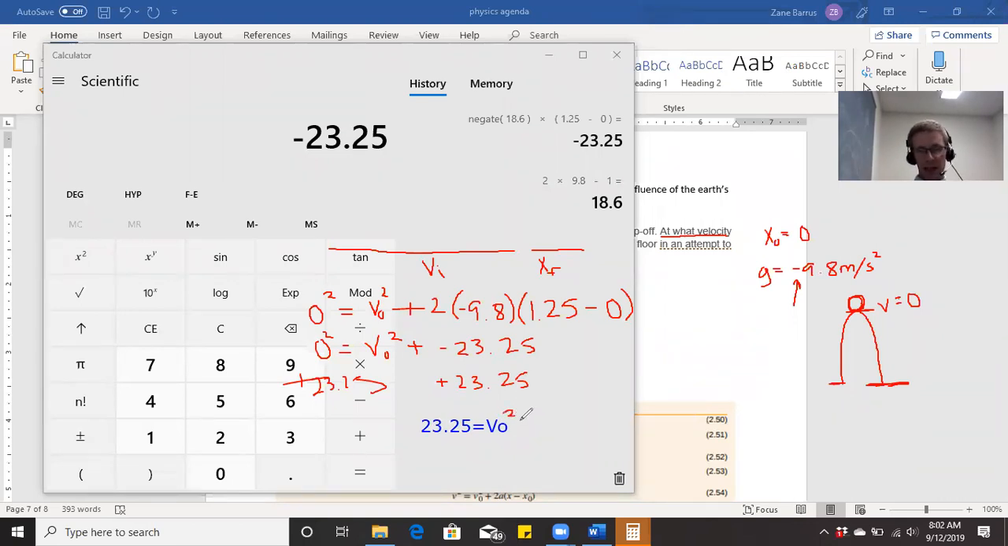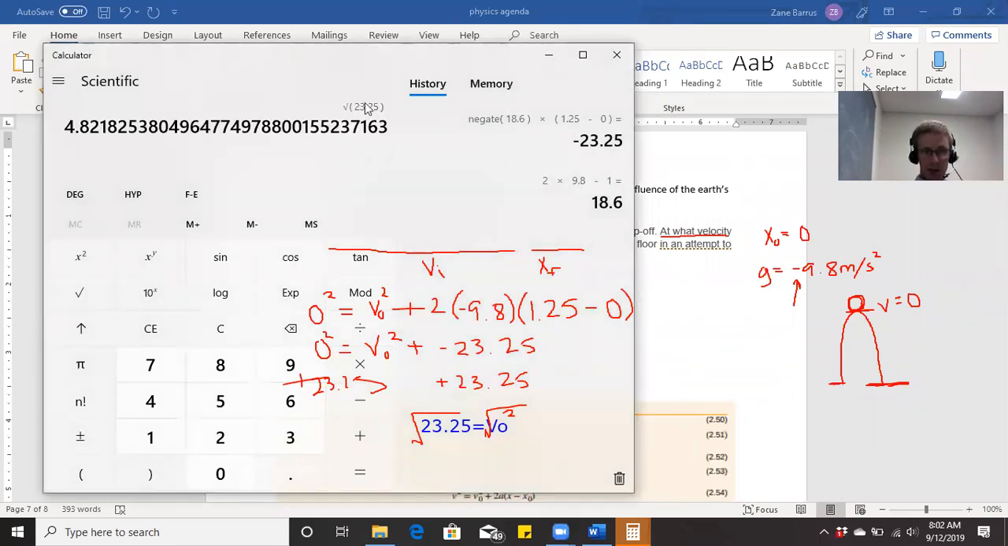So to get what V0 is, to cancel out that square, we're going to square root both sides. Okay. So if I take 23.25 and I square root that, I get 4.82. Let's go 4 sig figs because that's how many previous sig figs we started with.